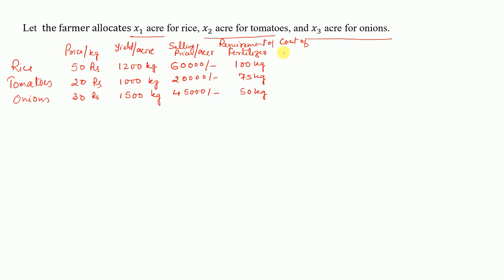Cost of fertilizers. 50 rupees per kg is given to you. That's why the cost is 5,000 rupees. If you multiply this with 50, you will get 3,750, and this is 2,500. So this is the cost of fertilizer.